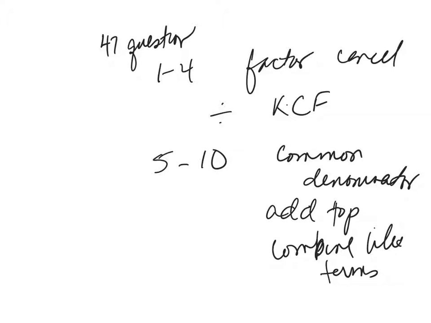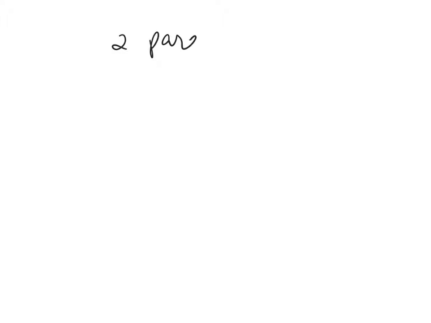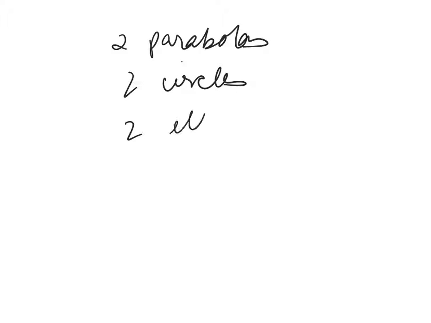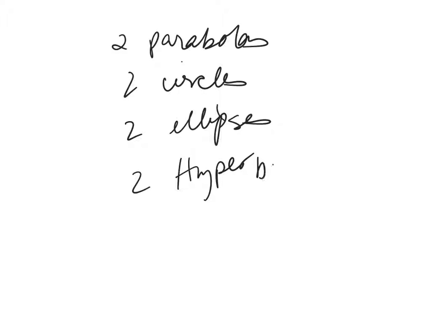The next section, you're going to have 2 of each: 2 parabolas, 2 circles, 2 ellipses, and 2 hyperbolas. And I'm going to ask you to find parts of those things and graph it. So you need to be able to find the parts and then graph it, okay? So that's all the way to 18.